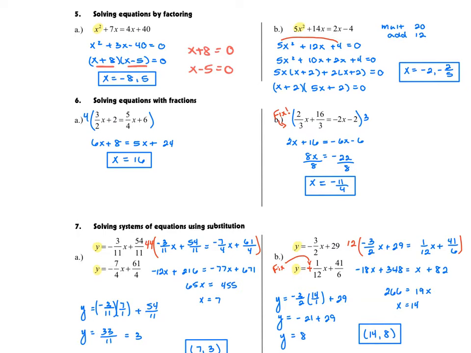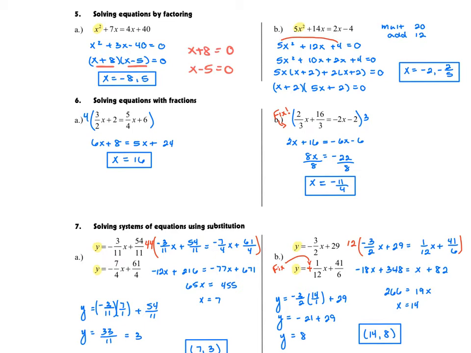The next problem is going to work the same way. Again, as soon as I see that I have an x squared term, I'm going to take everything that I have and move it over to one side. Now, it doesn't have to go to the left. I generally just like to keep my squared term positive.